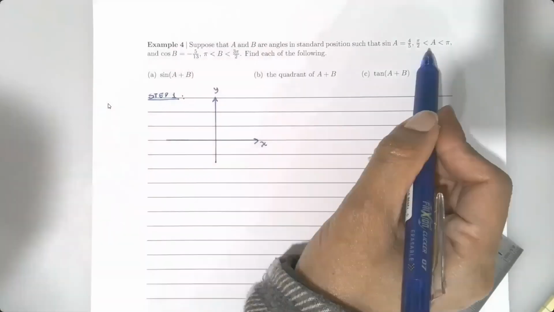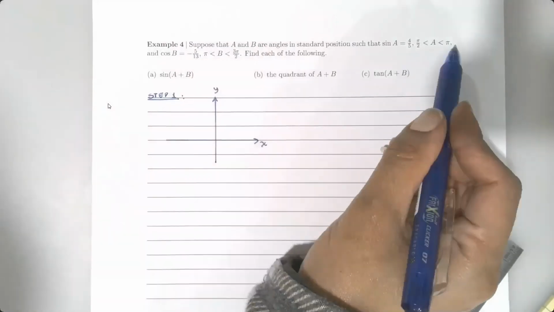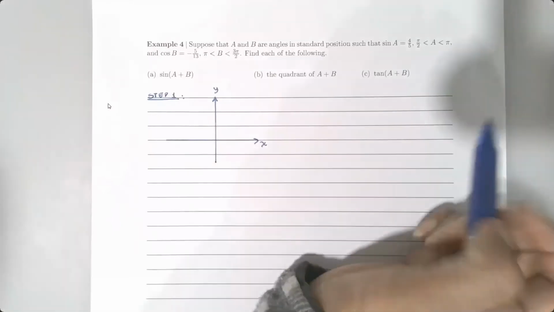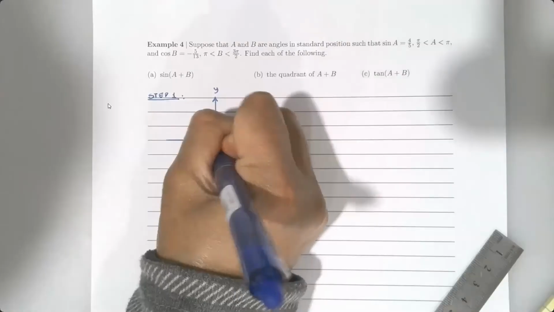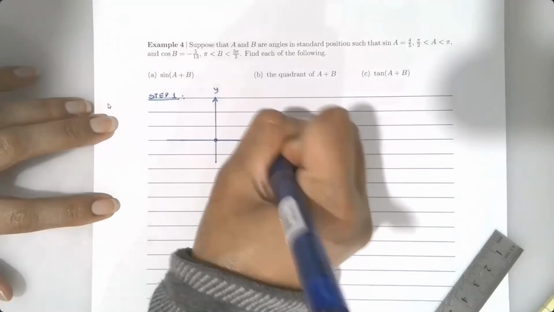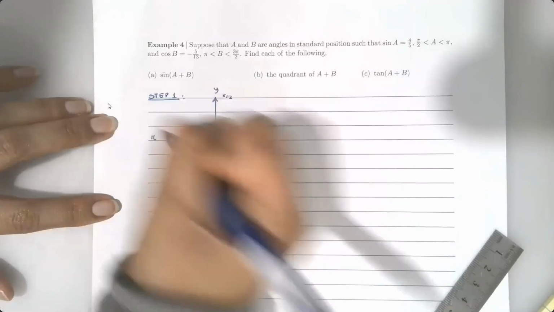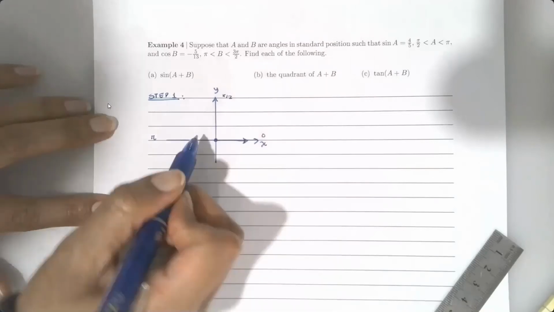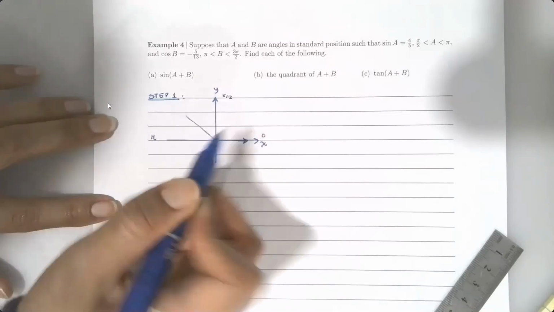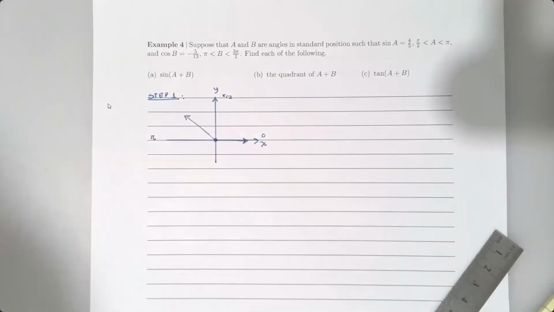If something is between pi over 2 and pi, what quadrant is that? Is that quadrant 2? Yeah, quadrant 2, very good. Because remember, this is 0, this is pi over 2, and this is pi. So between pi over 2 and pi, that's quadrant number 2. So we have an angle here, and it's called A. Here's A.